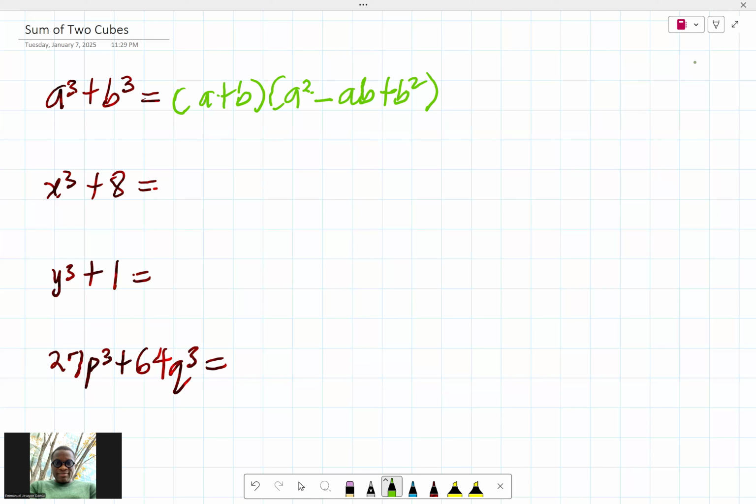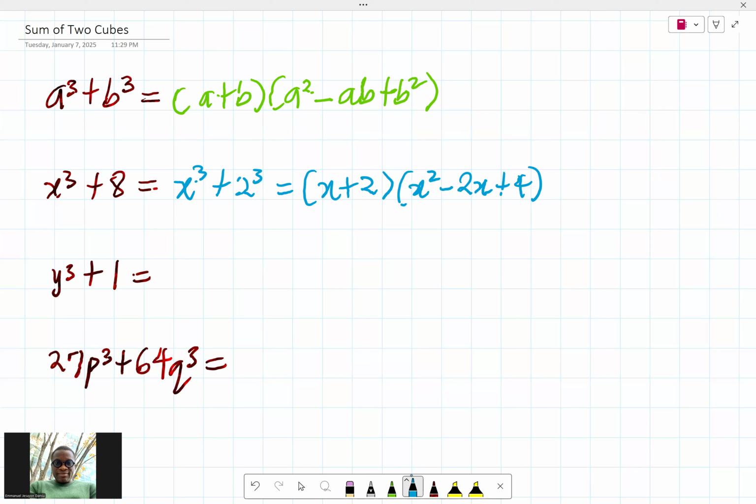So now, if you want to do the same thing with x cube plus 8, that's simply x cube plus 2 cube. And that is the same thing as x plus 2. x now is a and 2 is b. So x plus 2 into a squared. Now that will be x squared. ab now is x times 2, that's 2x, then plus 2 squared, that is 4. Okay, that simply goes like that.